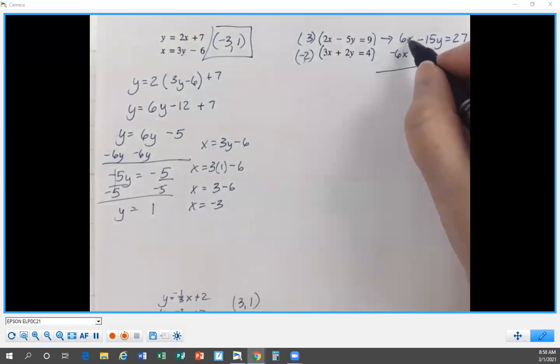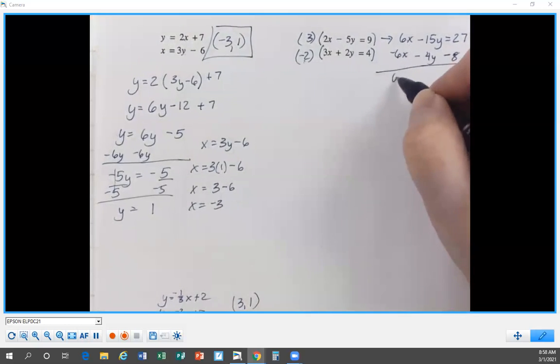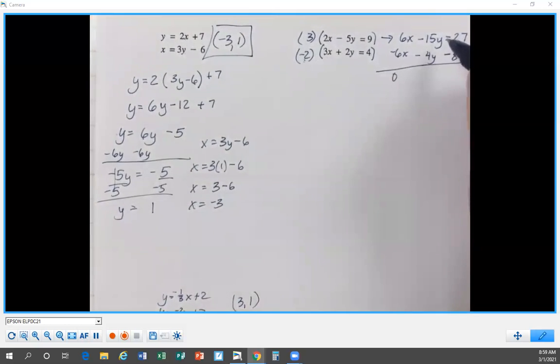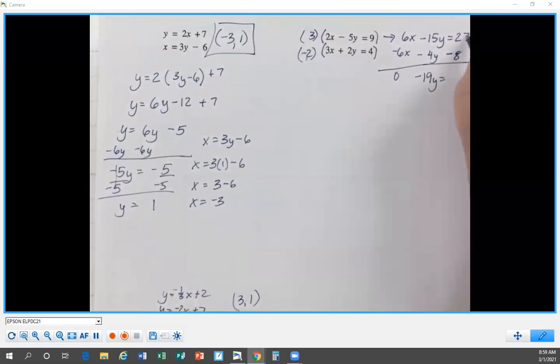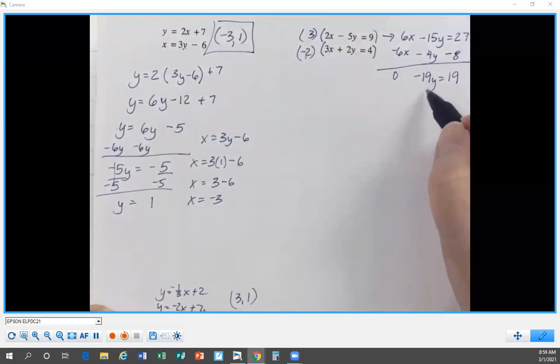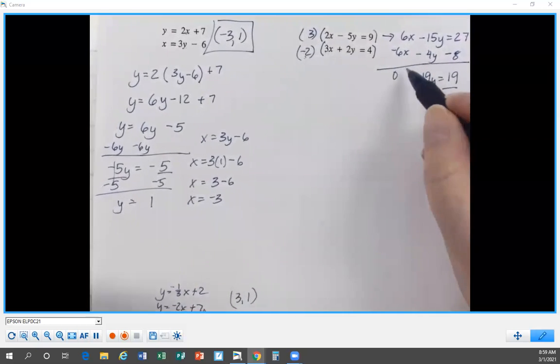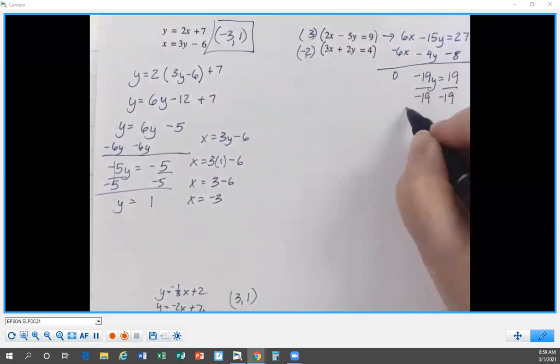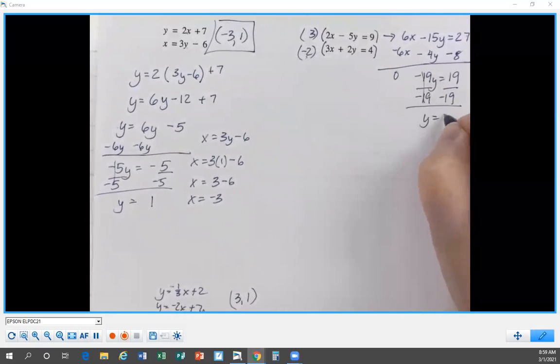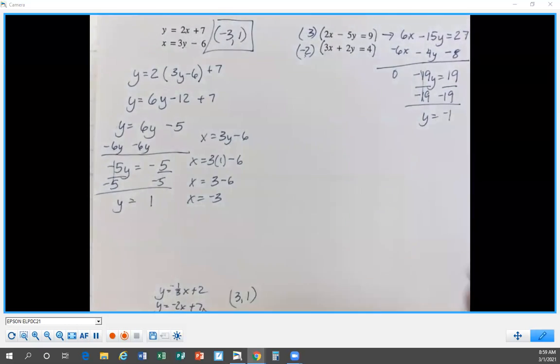And then 6x minus 6x is 0. And then negative 15y minus 4y is negative 19y. 27 minus 8 is 19. So we divide each side by, this is 0, so that's nothing. So we divide each side by negative 19 to get y equals negative 1.